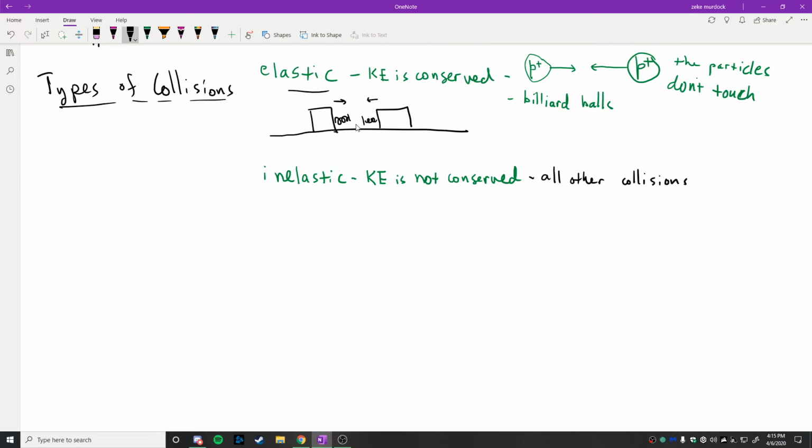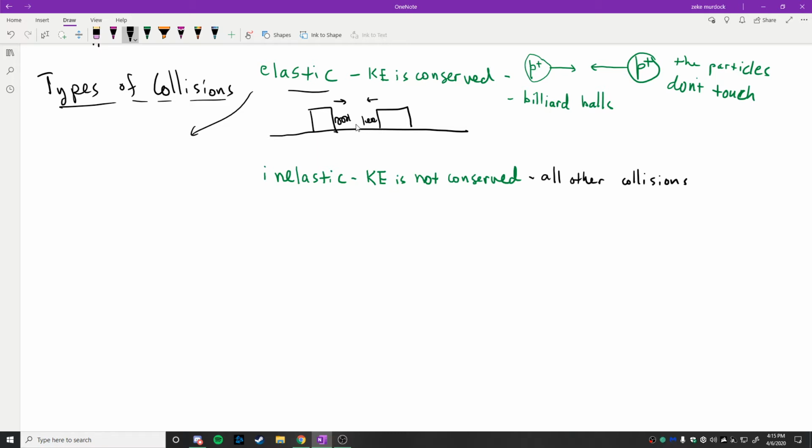So this could be collisions between two cars. If you have two people that are maybe pushing off of each other on skateboards, as I said earlier, it could be any other type of collision is what we call an inelastic collision. Now these ones, elastic collisions, we can handle using kind of a special way of handling it.